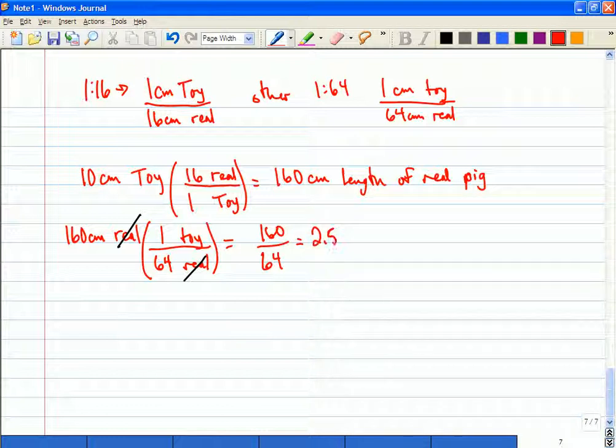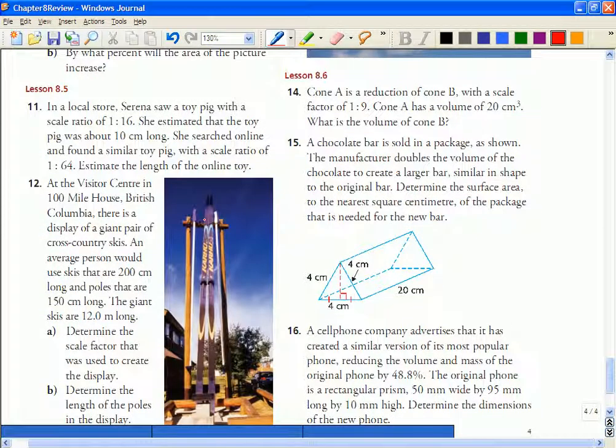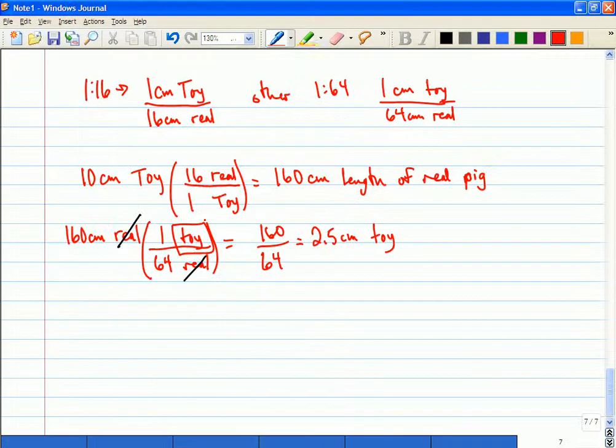2.5, which is 2.5 centimeters long. Of the toy. Yeah, for this is toy, right? Those are my units that I'm left with. Okay. And I believe that's what it asked, right? Estimate the length of the online toy, 2.5 centimeters. She's so curious about it, so she searched it online. Yep.